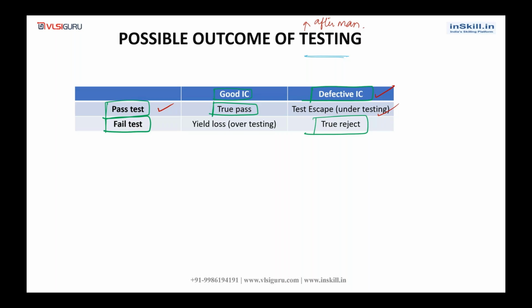And if a good IC fails the test, then that is called yield loss. It is also called over testing. If a good IC fails the test, it is called yield loss, also called over testing.